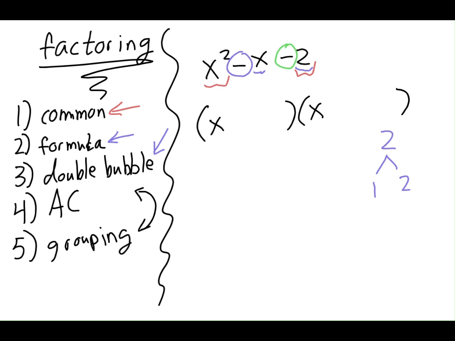because when I add them together, I want to get -1, a negative. So let's make the bigger one negative. So we'll put the negative on the 2. So we found we want 1 and -2. So we just say +1 and -2.